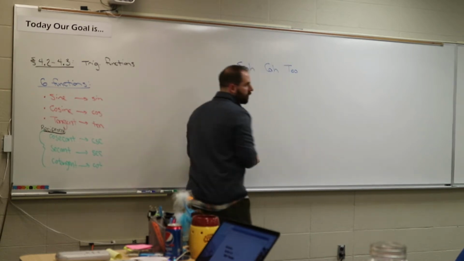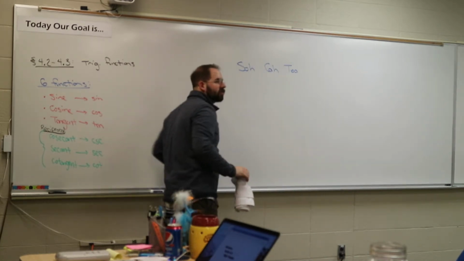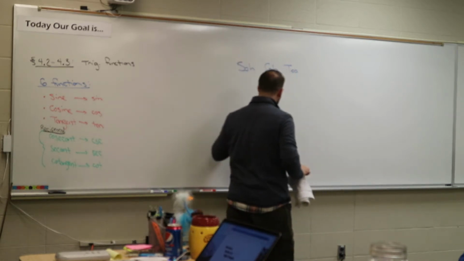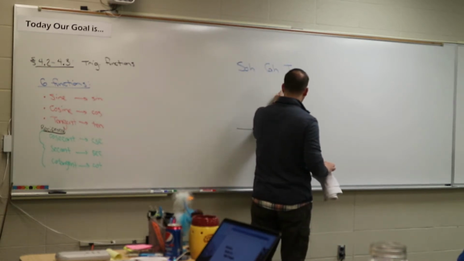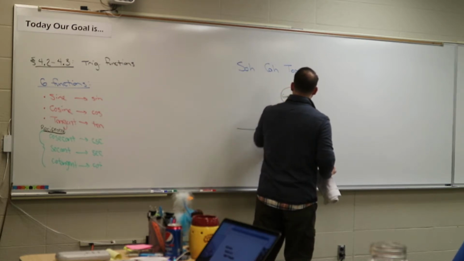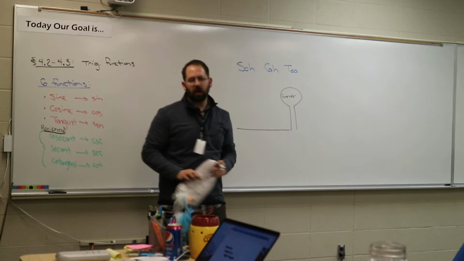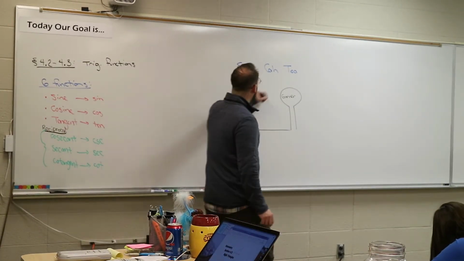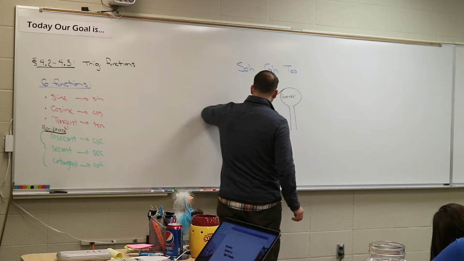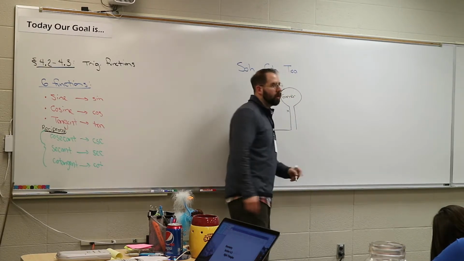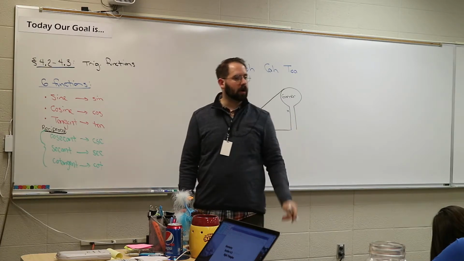Here's what I'd like you to do. On your paper, and this is where you get freedom of choice, I would like you to draw some ground here and draw a water tower. I don't know how you want to draw your water tower, it doesn't matter. Now that you have your water tower drawn, the goal here is to find the height of it. We don't have that. We're going to find the height of your water tower.